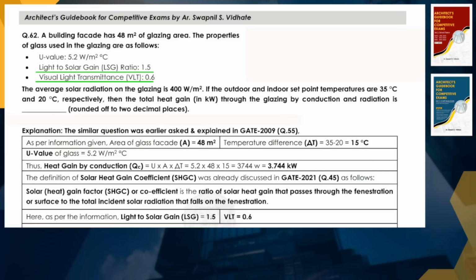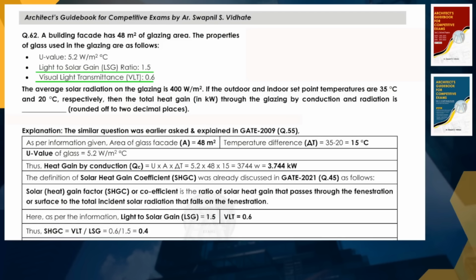So here, as per the information, light to solar gain, they have provided the ratio as 1.5, and visual light transmittance they have provided as 0.6. What we can say is that solar heat gain coefficient will be the ratio of visual light transmitted, that is VLT, divided by this LSG, that is light to solar gain. So the value of SHGC, that is solar heat gain coefficient, we will get 0.6 divided by 1.5. So SHGC will be 0.4, right?